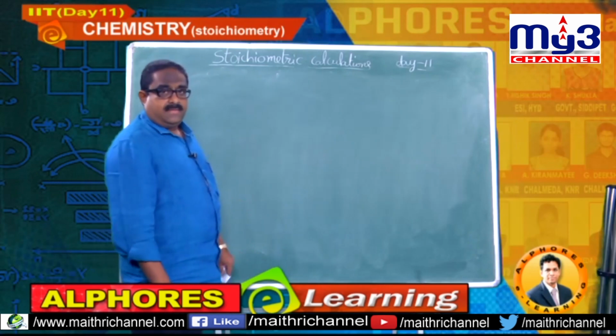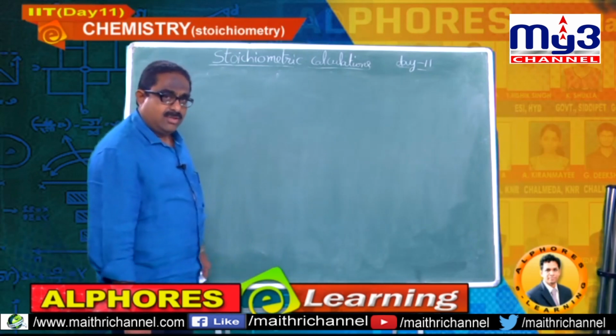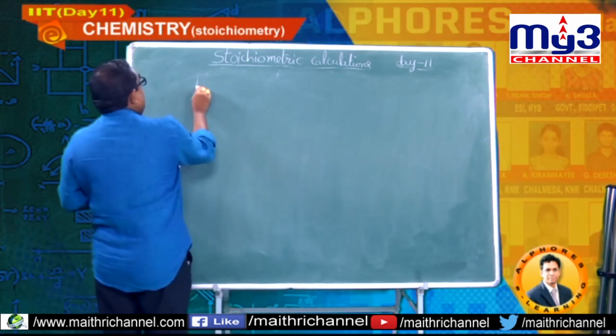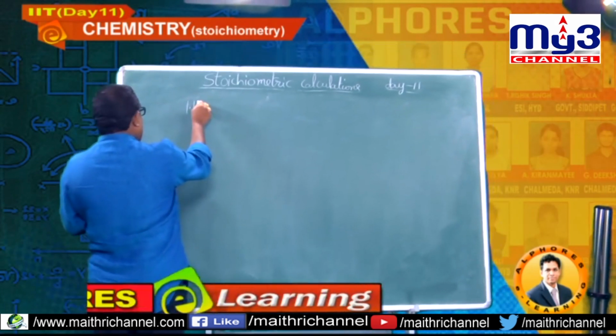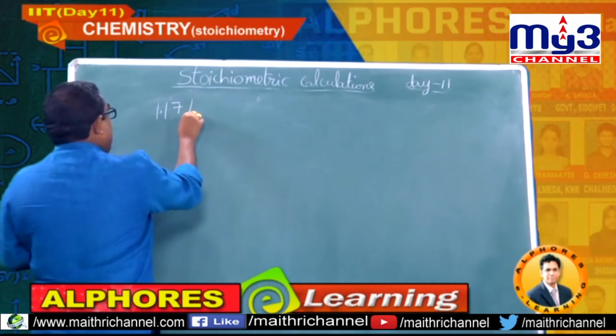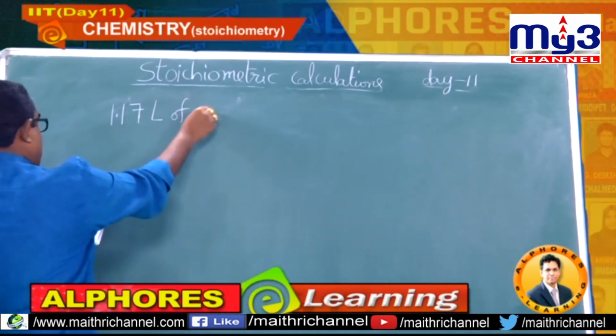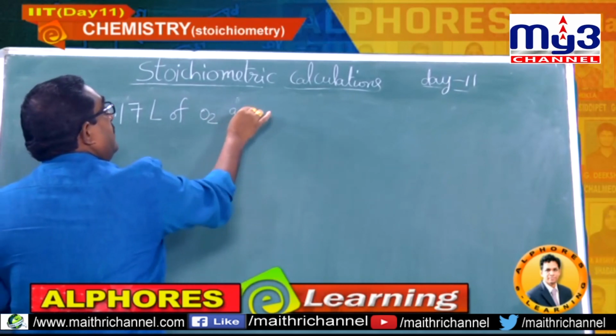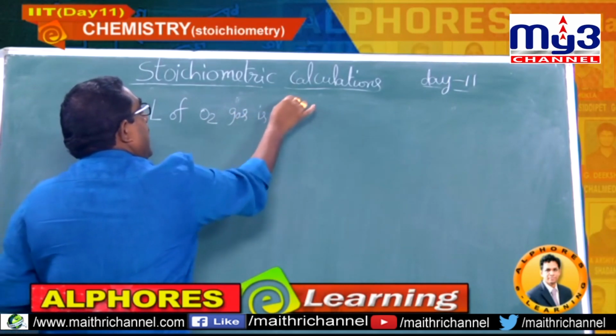Okay, students, let me go for the next question. Write down, students. 1.17 liters of oxygen gas is obtained.